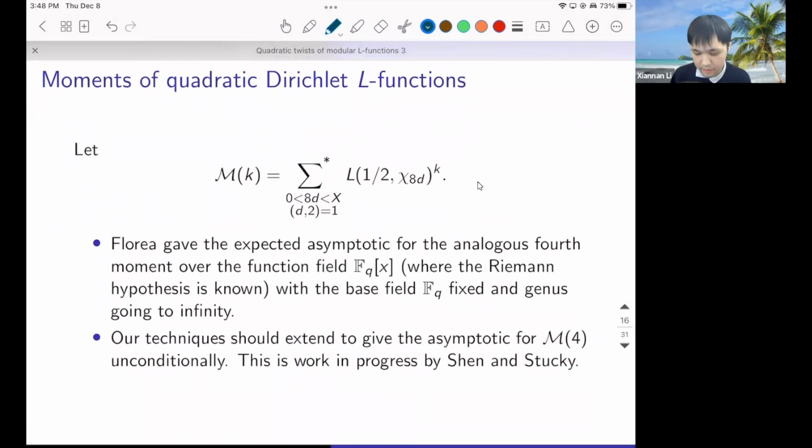It's also worth mentioning that in the function field case, Alexandra Florea gave the expected asymptotic, also for the fourth moment, where the base field is fixed and the genus goes to infinity. There, the fourth moment does look like the number field fourth moment. And her technique also gave some lower order terms. Our techniques should also extend to give the asymptotic for the fourth moment without GRH, so unconditionally. This is work in progress by Shen and Stucky, and I think they can also get some lower order terms as well. Okay, so these lower order terms differ by a power of log.